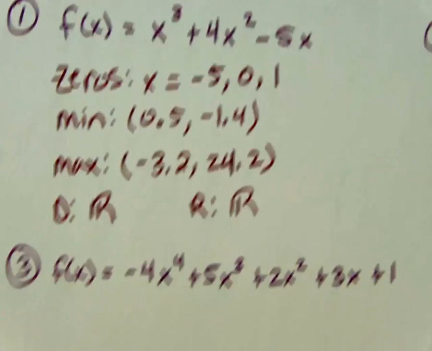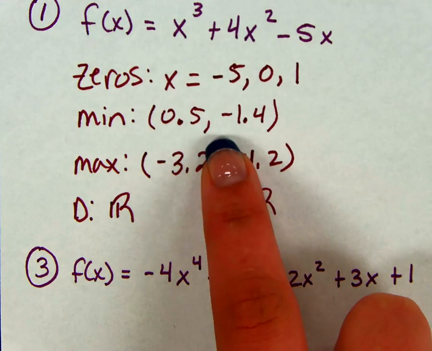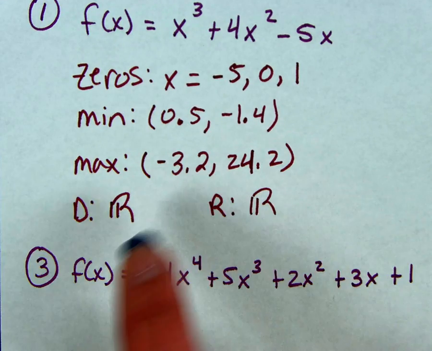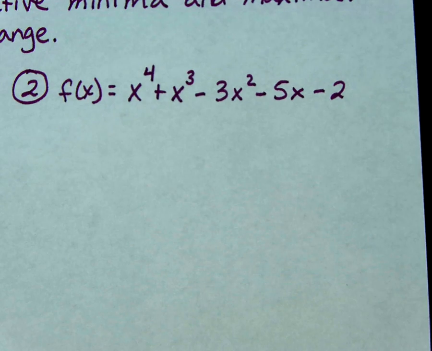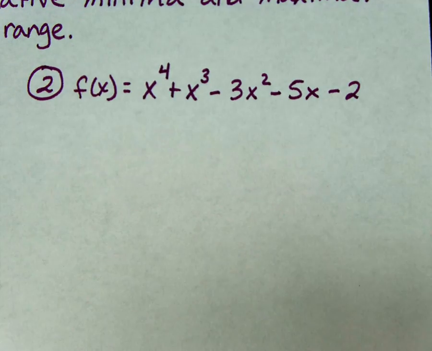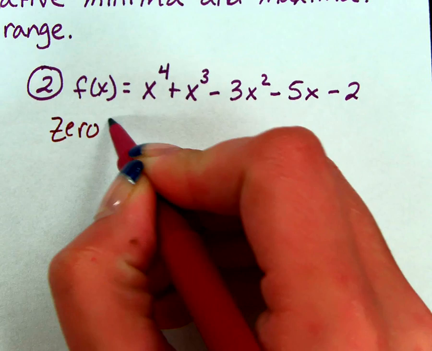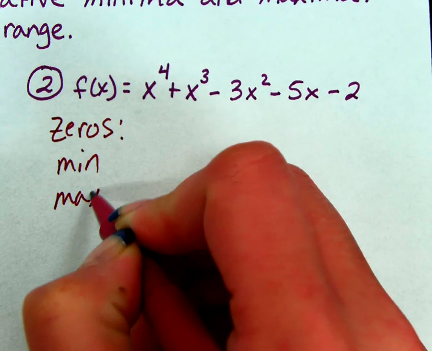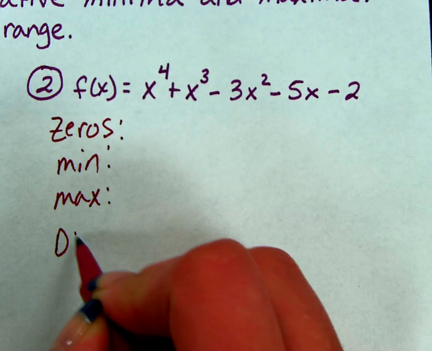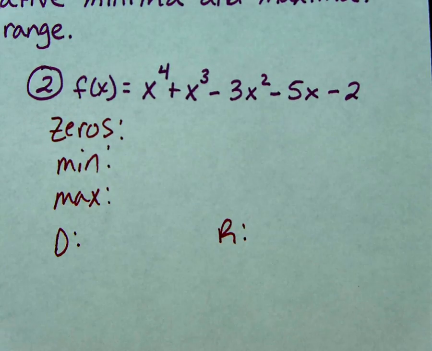All right, so again, final summarized answers are going to look like this. So we listed out our zeros, our minimum point, maximum point, domain, and range. So we're going to go through and do the same thing for the second problem. So again, we're going to figure out the zeros, the min value, the max value, domain, and range. So again, we're just going to fill in that information.